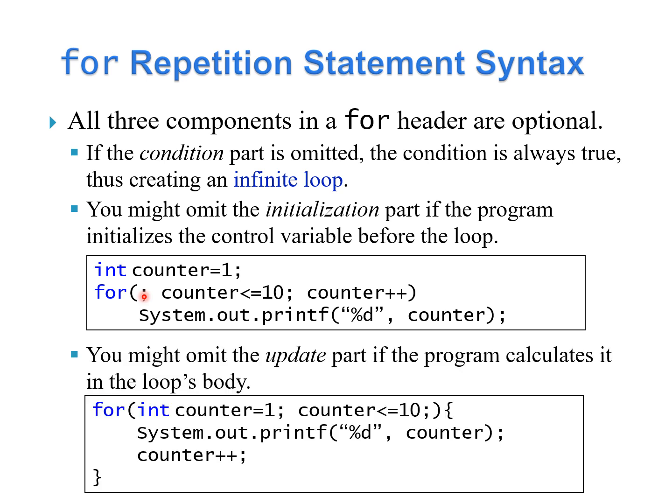You might also omit the update part if the program calculates it in the loop body. For example, instead of placing counter plus plus in the header, as in the top one here, you can place it at the end of the loop body. And in this case, you still have to place the second required semicolon in the for header. Although it's legal to omit one or more components in the for headers, that style of programming is not encouraged because it reduces the readability of your program.